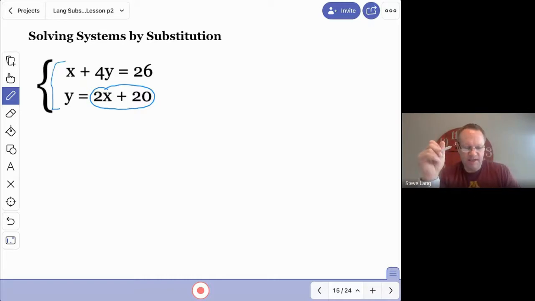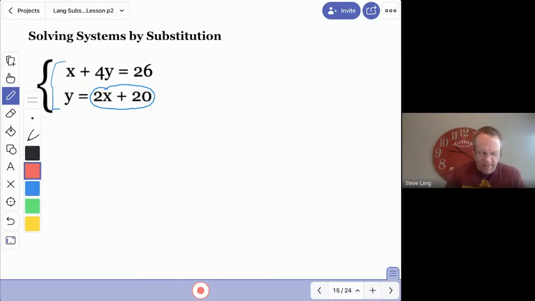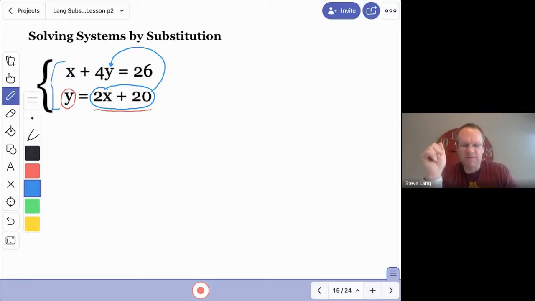Now think back to the little activity we did at the beginning. Once we figured out that a shake was 10, we could put that 10 everywhere we saw a shake, right? Well, what I know here is that this y equals this blue circle. So any place there's a y, I can put that blue circle. So I'm going to take that blue circle and put it in for this y. So I'm substituting 2x plus 20 in place of the y in that top equation.